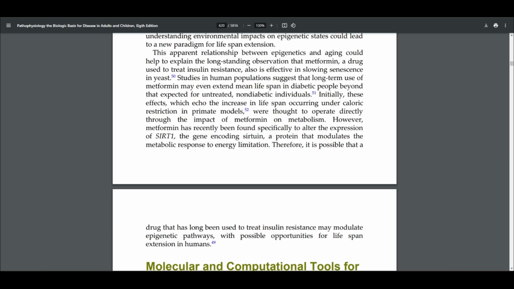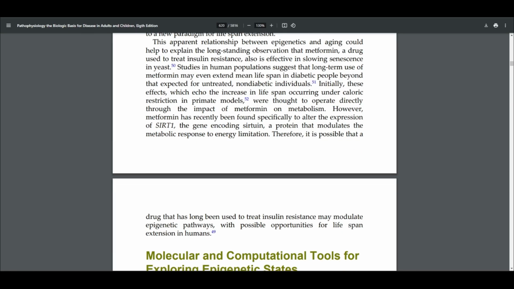a drug used to treat insulin resistance, also is effective in slowing senescence in yeast. Studies in human populations suggest that long-term use of metformin may even extend mean lifespan in diabetic people beyond the expected for untreated, non-diabetic individuals. Initially, these effects, which echo the increase in lifespan occurring under caloric restriction in primate models, were thought to operate directly through the impact of metformin on metabolism.